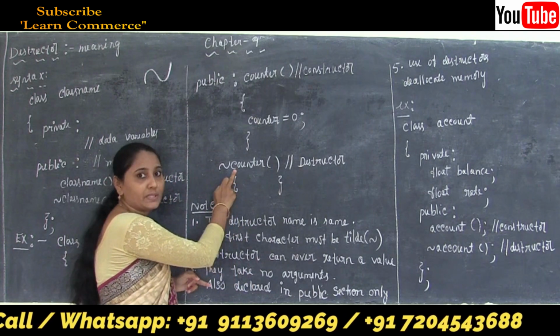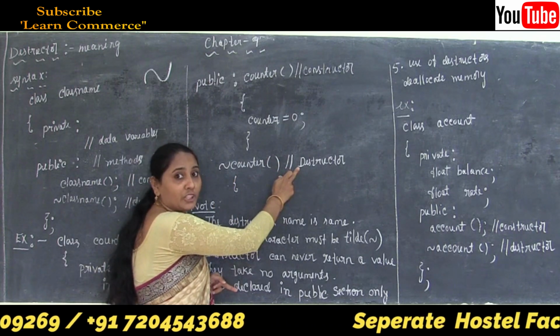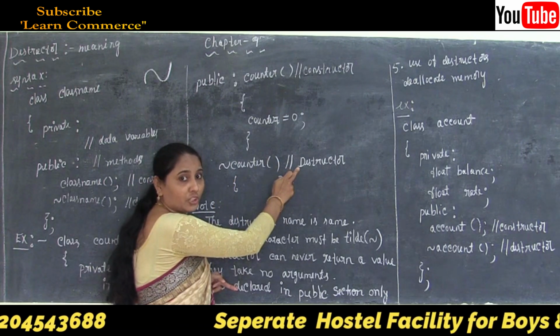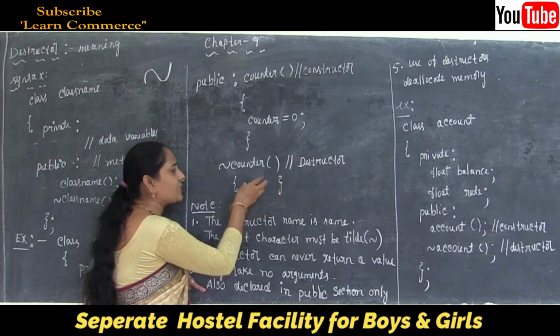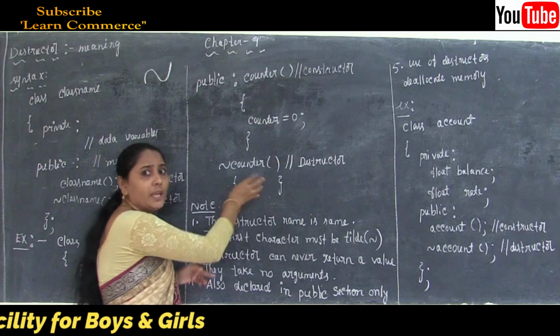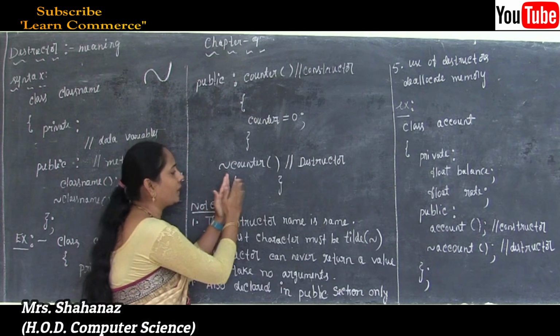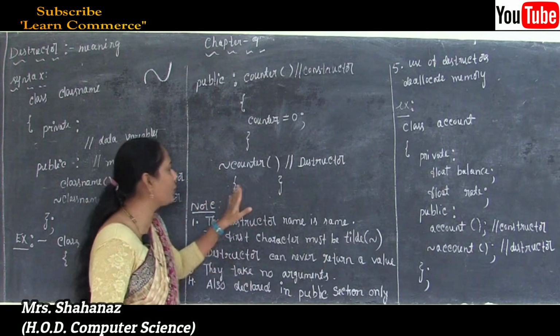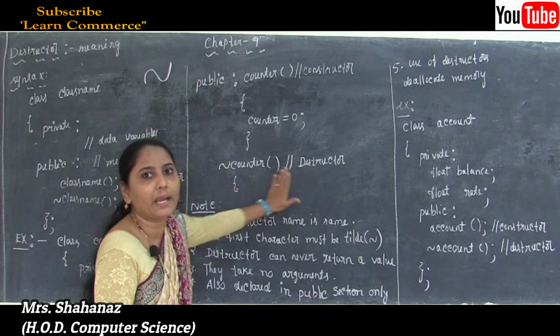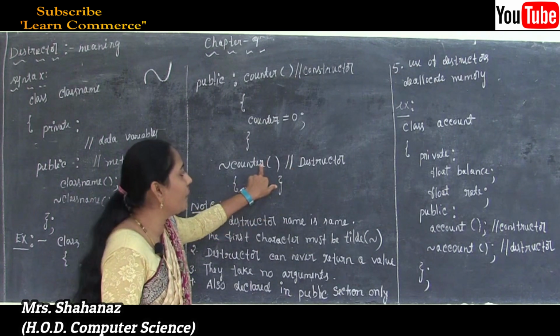The destructor name is also the counter, and this is called the definition of the destructor function. Here, only some information, some code, I have written. It is a simple example of the destructor. So you should remember whatever is written between the opening of the flower bracket and the closing of the flower bracket in our destructor member function.